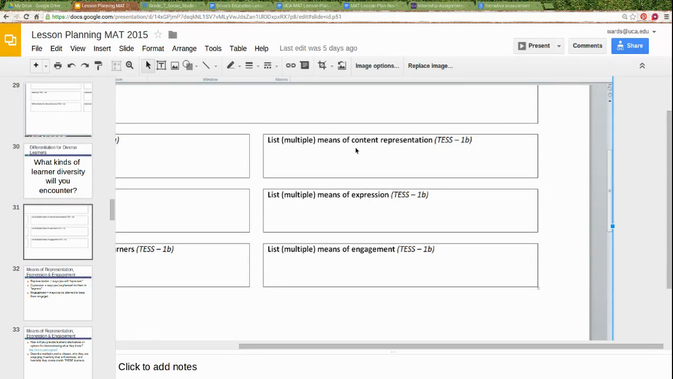So a couple of ways that you feel are strong ways that you're representing content for students, a couple of ways that you feel are strong ways that you're asking students to express their understanding of the content, and then a couple of ways that you feel like you are really engaging students with the content. Now let's talk about the word engagement. I mean, in the best of all possible worlds, at the moment that I feel engaged with content, I am happy and having a great time.